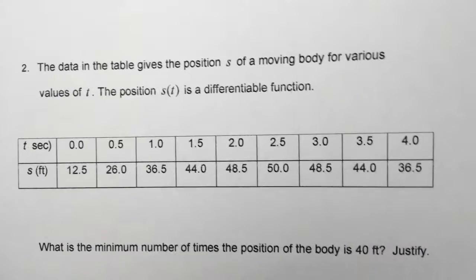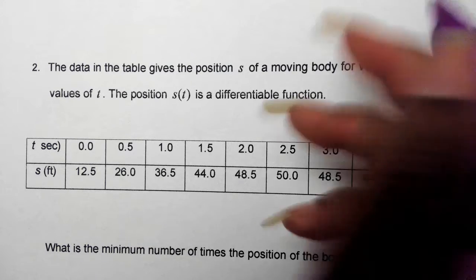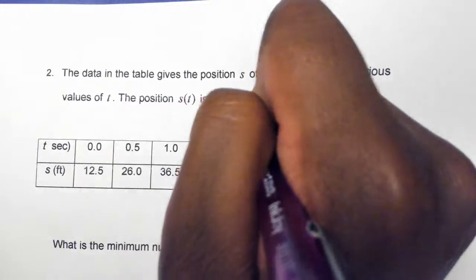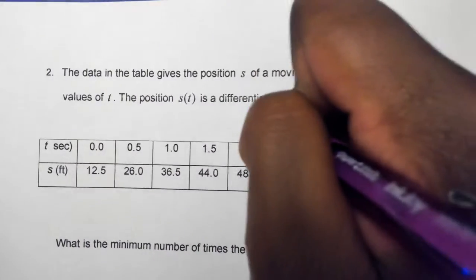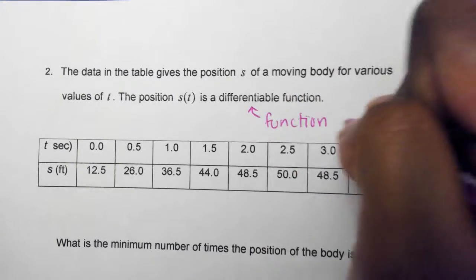So on to the next page, we see a table, and it states that the data in the table gives the position s of a moving body for various values of t. The position s of t is a differentiable function. We will get into differentiability more when we get into chapter 3, but just know for now that in order to be differentiable, this means that our function must be continuous.